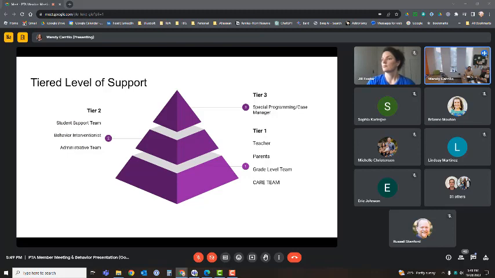So a teacher can bring that particular concern and refer them to our SST team, which is our student support team. All that is to submit that, hey, I have a concern with this particular student.